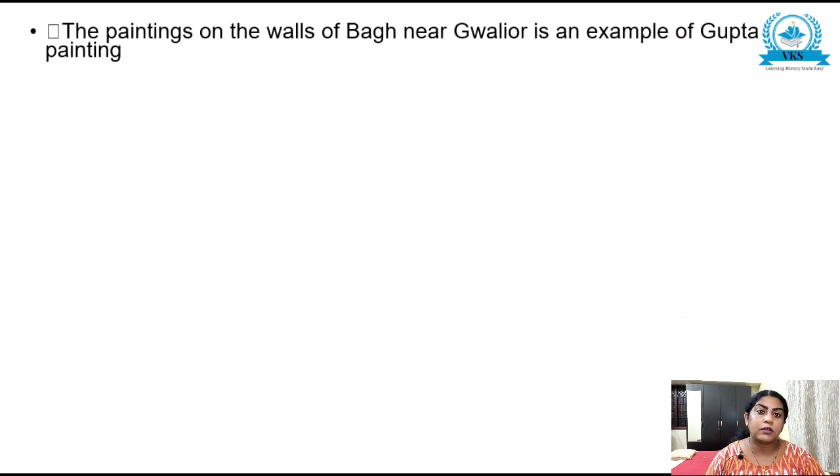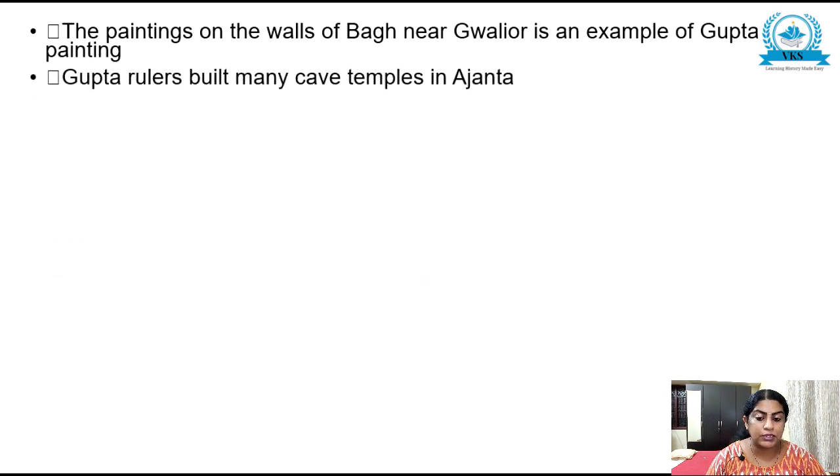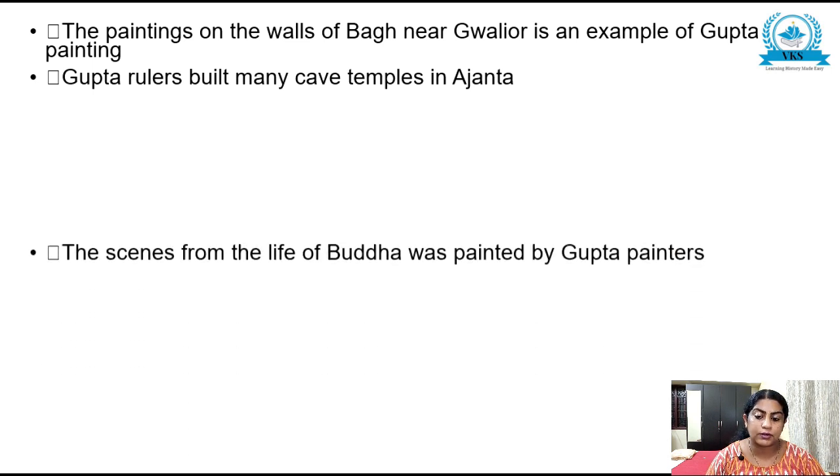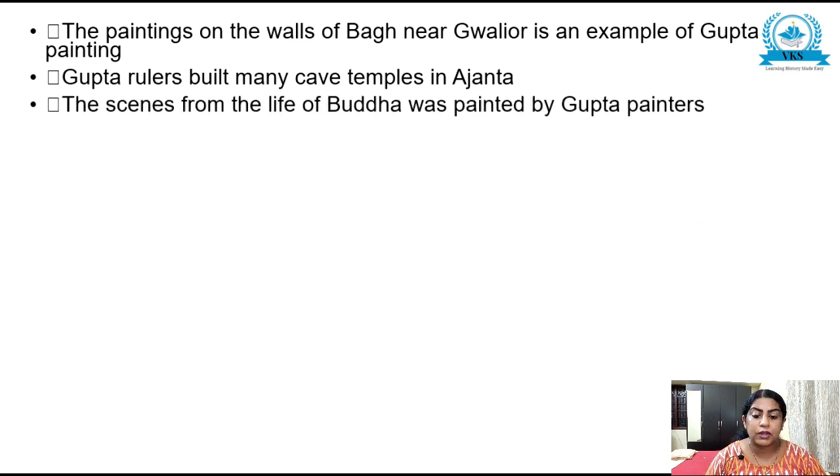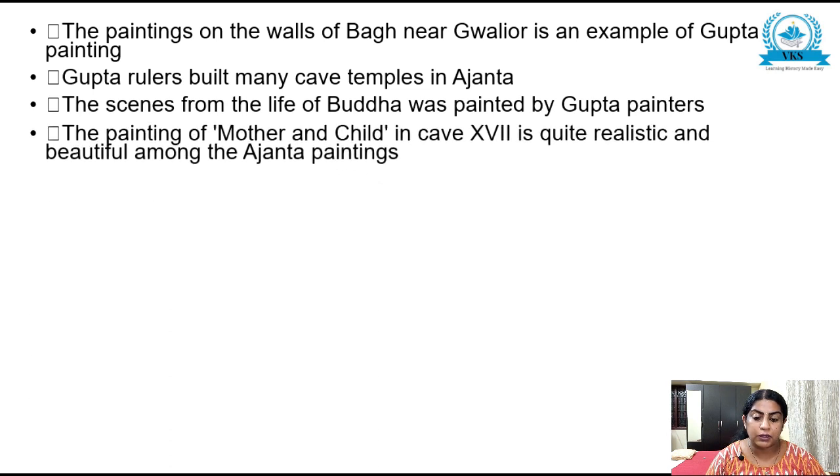The paintings on the walls near Bagh near Gwalior are an example of Gupta painting, and the rulers built many cave temples in Ajanta. The scenes from the life of Buddha were painted by Gupta painters. The painting of mother and child in cave 17 is quite realistic and beautiful among the Ajanta paintings.